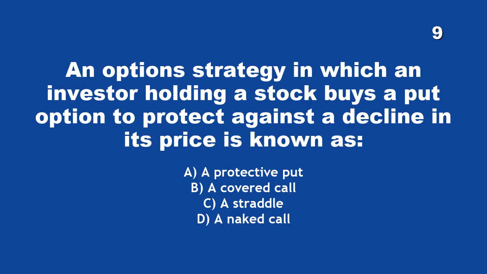An option strategy in which an investor holding a stock buys a put option to protect against a decline in its price is known as, Option A, a protective put. Option B, a covered call. Option C, a straddle. Option D, a naked call. The correct answer is A, a protective put.